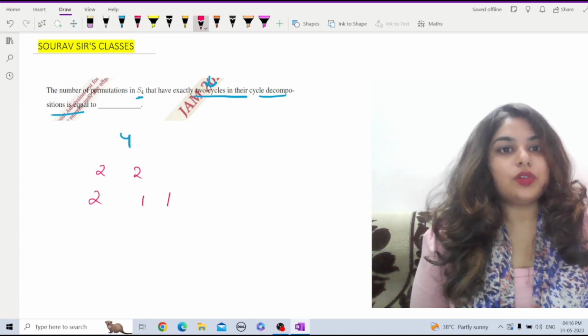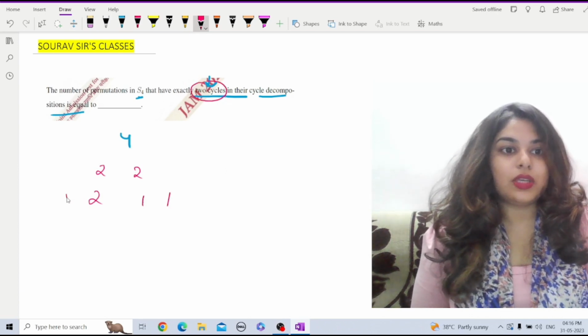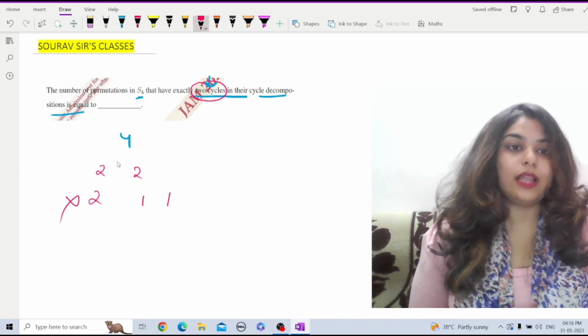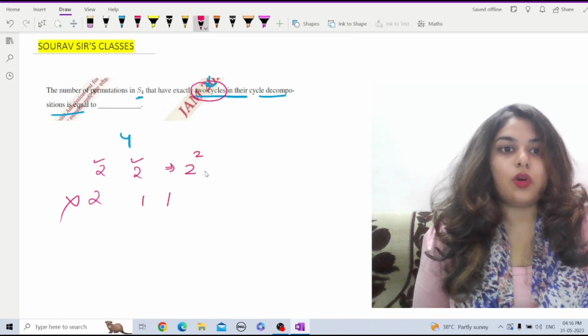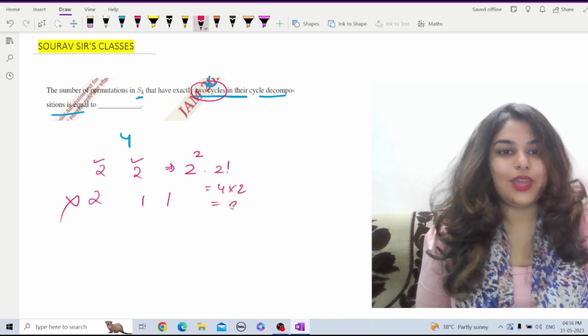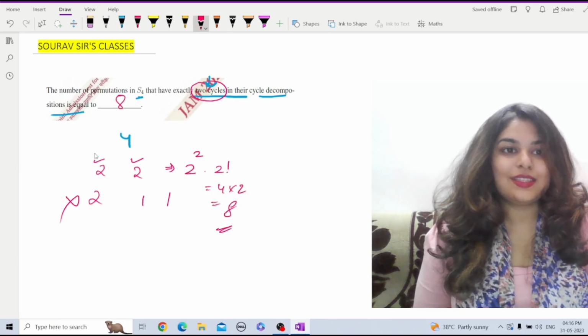So here we are only talking about 2 cycles. So this is 3, so this is not what we are going to calculate. We are only going to take the 2 cycle. So this and this. So what is the number of permutations of this? So obviously there are 2. So 2 to the power 2 of what? 2 factorial, right? So the answer is 4 into 2 is equal to 8. So it is 8.